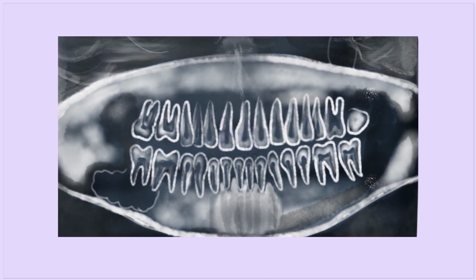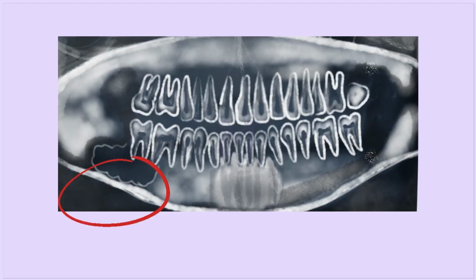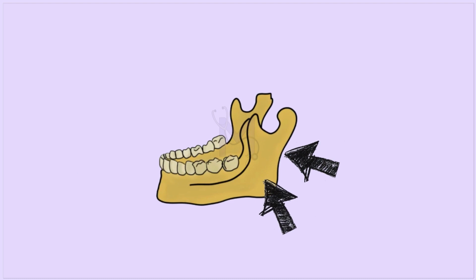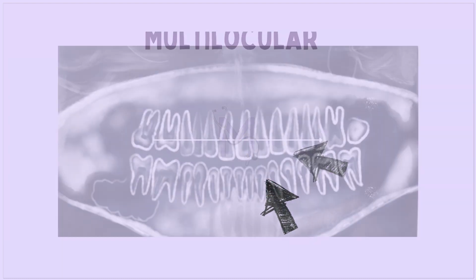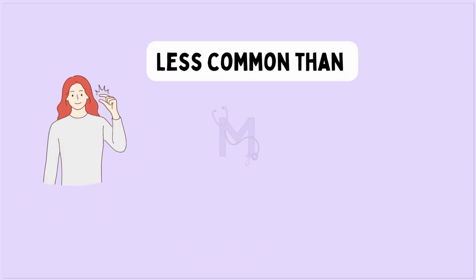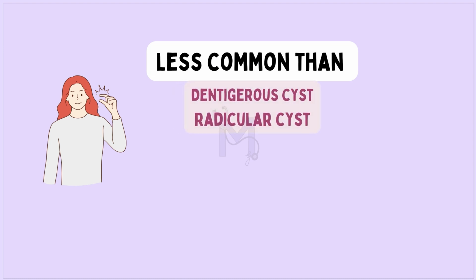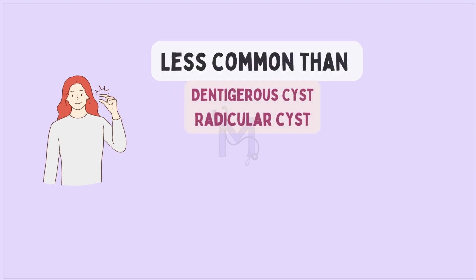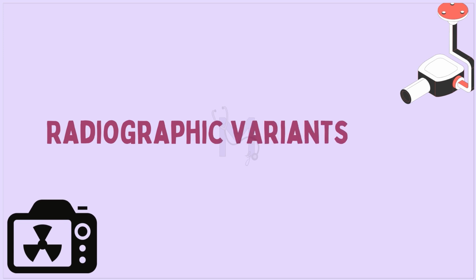OKCs demonstrate a well-defined radiolucent lesion. Large lesions, especially in the posterior body and ascending ramus of the mandible, may appear multilocular. The lesion shows scalloped borders. Resorption of roots of erupted teeth adjacent to the odontogenic keratocyst is less common than noted with dentigerous and radicular cysts. Let's have a look at the radiographic variants of OKC.